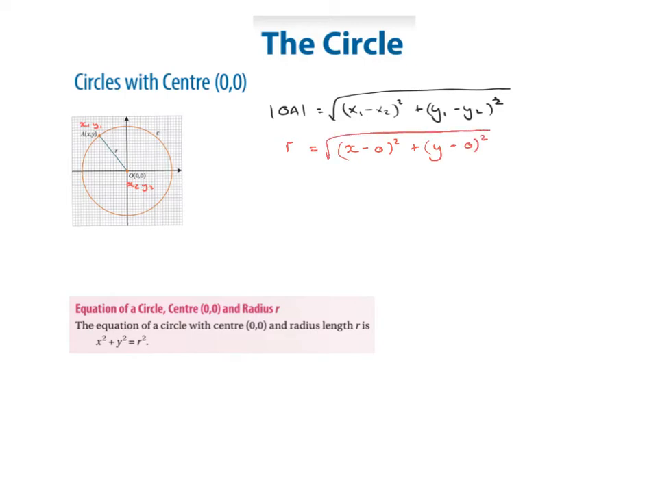Tidy it up a bit, I get r is equal to the square root of x minus 0, which is just x, so it's x squared plus y squared, and then all I'm going to do is square both sides to get r squared is equal to x squared plus y squared, which is essentially what we've got down the bottom. Just rewrite it and say x squared plus y squared is equal to r squared. So all we're doing, guys, is using the distance formula to work out from the point x, y, which can be any point on this circle, and remember the centre is 0, 0, so therefore we have x squared plus y squared is equal to r squared.